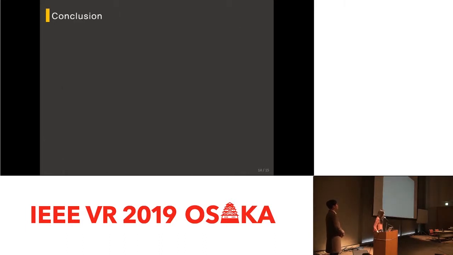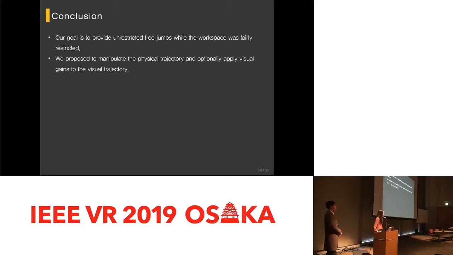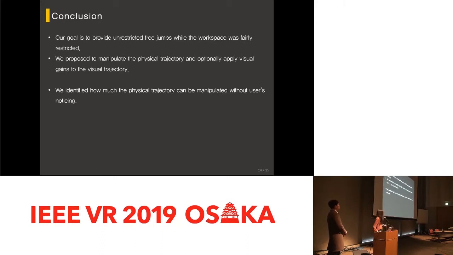Now let me conclude our presentation. In order to provide free, unrestricted jumps in a fairly restricted workspace, we propose to manipulate the physical trajectory and optionally apply visual gain to the visual trajectory. For this, we define how much the physical trajectory can be manipulated and how much the visual gain can be applied without users noticing.